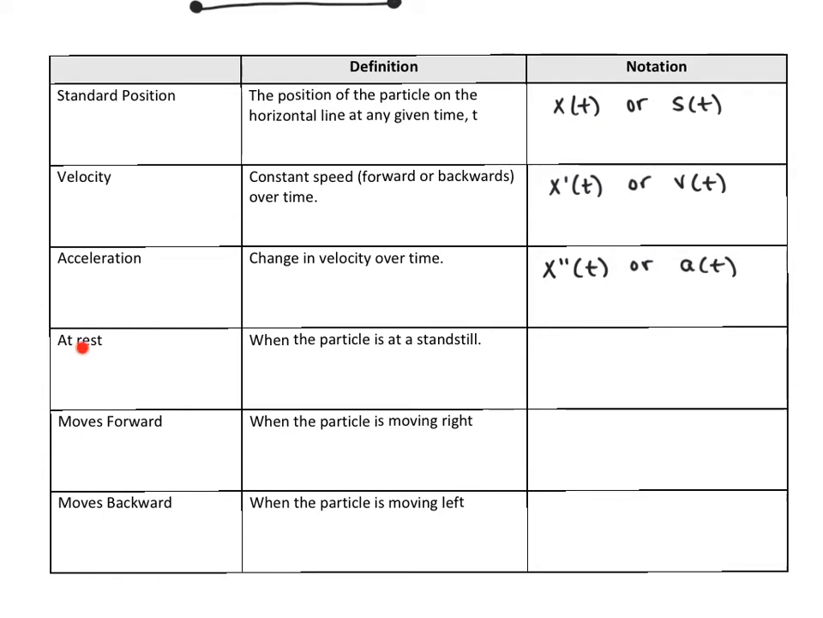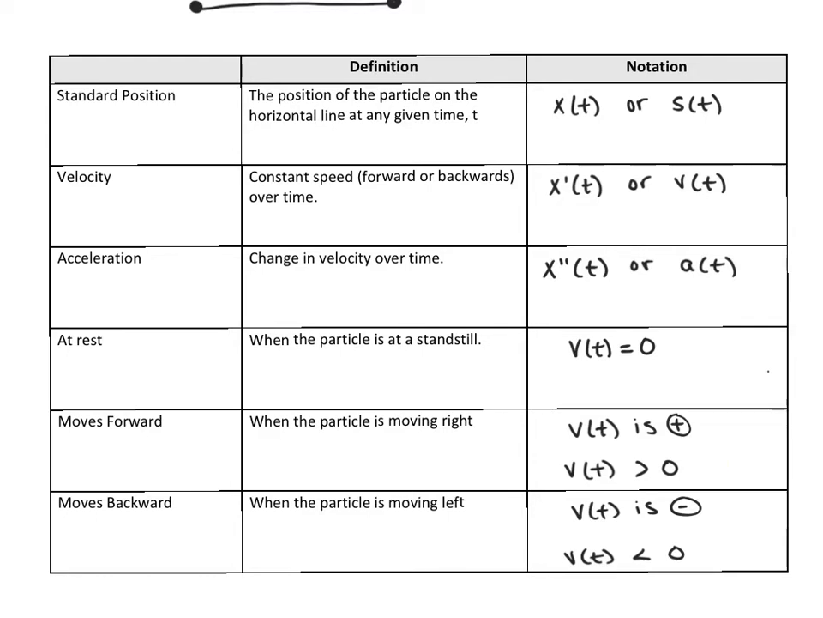And the particle is at rest when the particle is at a standstill, so when I'm not moving. So we are at rest when my velocity is equal to 0. We are moving forward when the particle is moving right, when I have a positive velocity, so v of t is positive, or in other words, v of t is greater than 0. And moving backward is when the particle is moving left, or when v of t is negative, or in other words, when v of t is less than 0. So these are the main definitions that we are going to use as we go through an example.